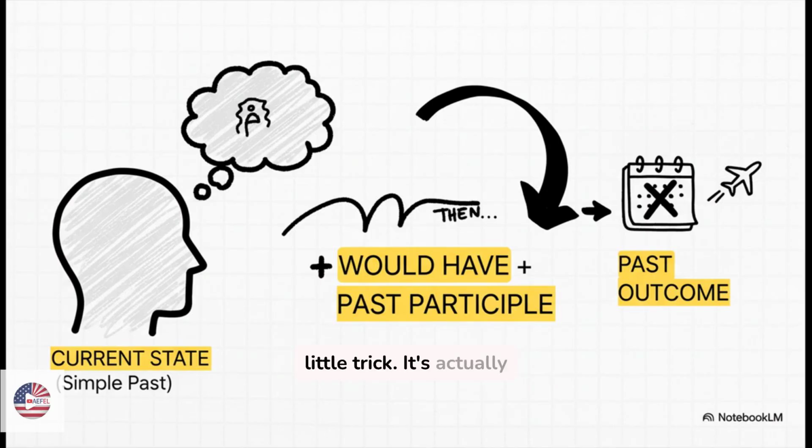But here's the little trick. It's actually describing a hypothetical present state. It's a quality about yourself that isn't really true. Like if I said, if I were a faster runner, when, let's be honest, I'm not. Then the result part uses would have plus the past participle to show how that personal trait affected a specific moment in the past. Let's see this in action.